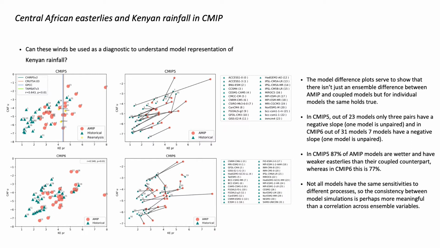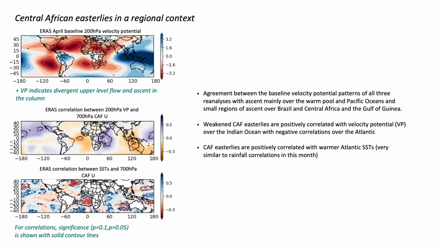So not all models will have the same sensitivities to different processes, so the consistency between model simulations is maybe more meaningful than correlations across the ensemble. But we need to set this into a regional context of circulation, and the Central African Easterlies, in past studies, have been associated with 200 hectopascal velocity potential, which is divergent circulation.